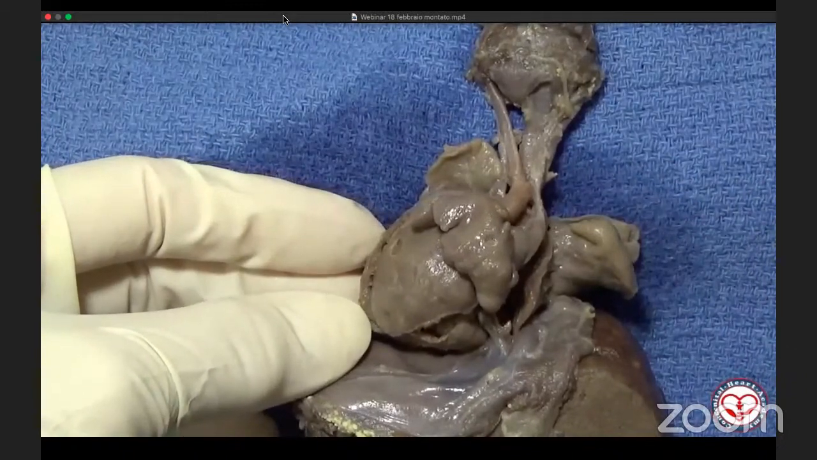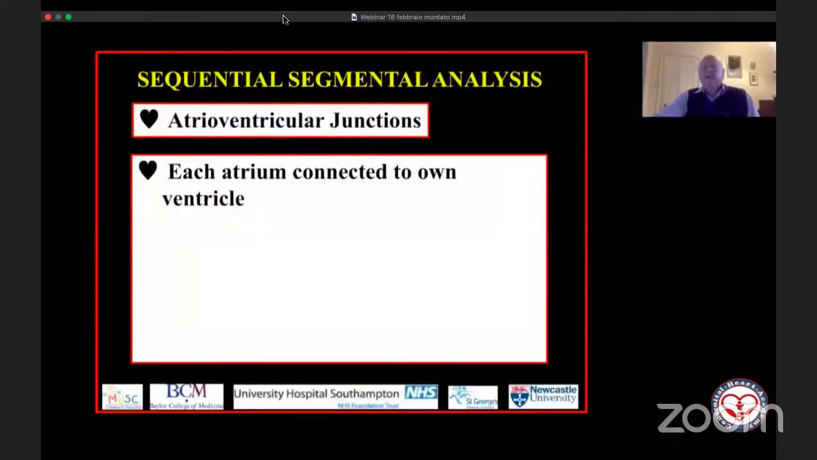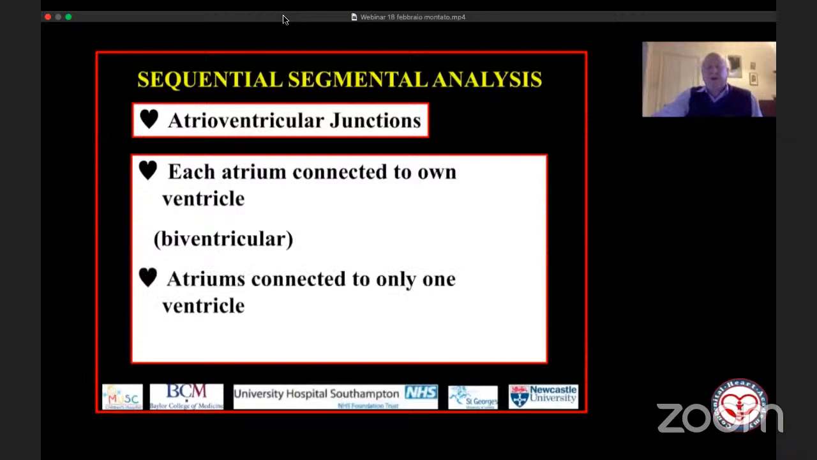So now we've taken care of the greater majority of the hearts you're going to encounter in the setting of congenital cardiac disease. And those hearts we've looked at thus far are unified because each atrium is connected to its own ventricle. So these are biventricular atrioventricular connections. But we have a whole new set of connections of which we must take account before we can say we are taking care of all congenitally malformed hearts.